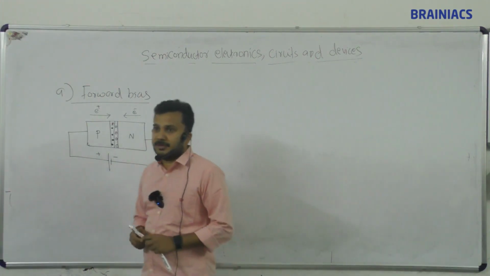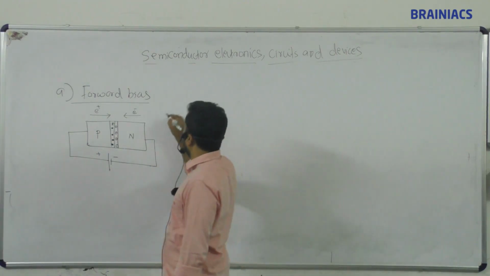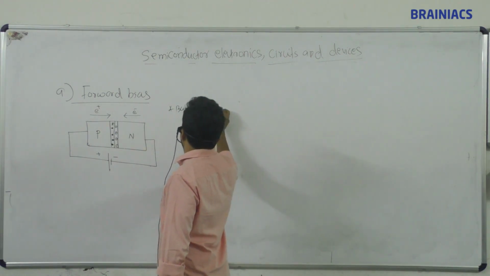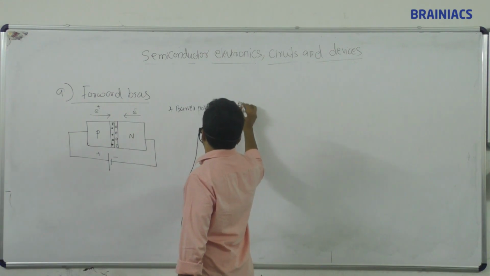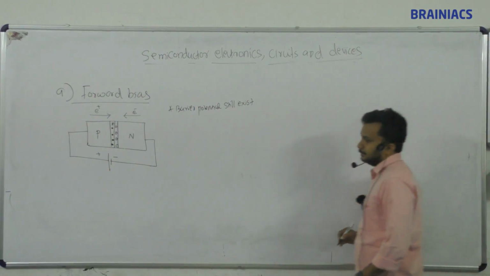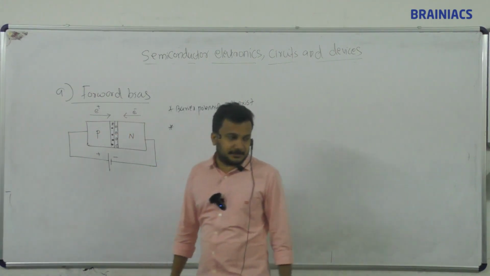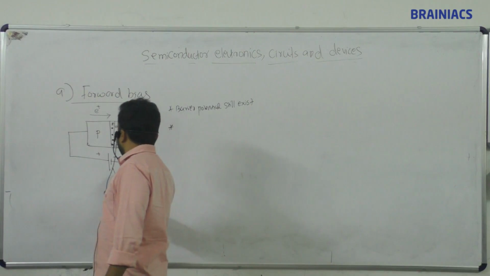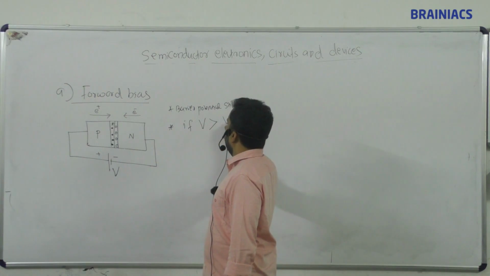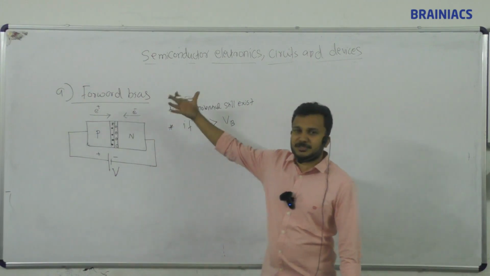But there will be a voltage. That voltage is called what? Barrier voltage. So below, write: barrier voltage still exists. Okay, so this I am giving as capital V. If V is greater than VB, barrier voltage 0.5 or 0.6 or 0.7, different for different materials.